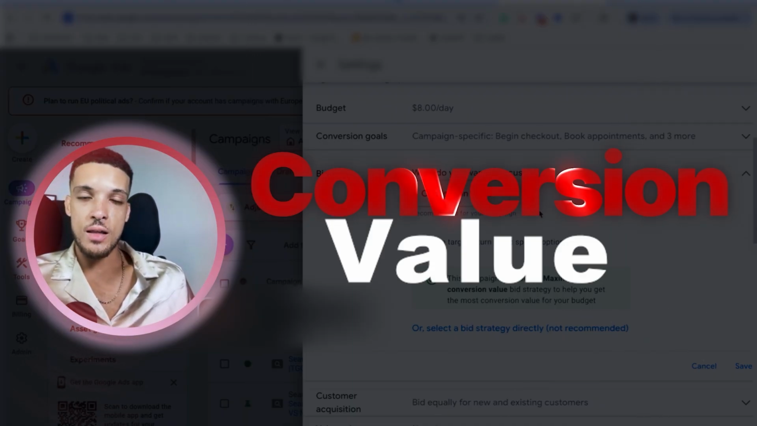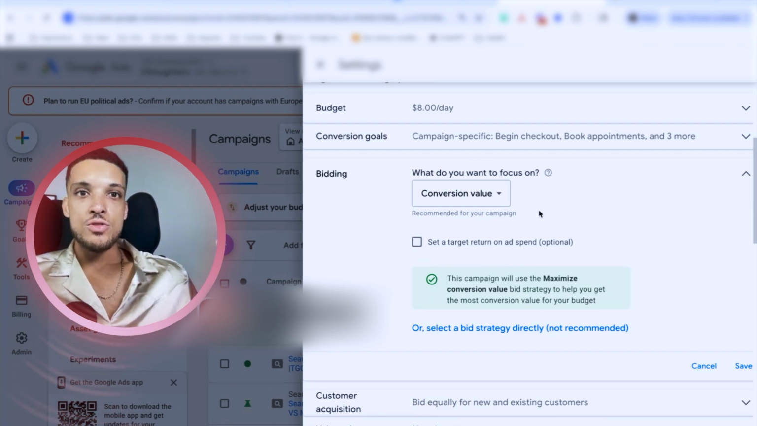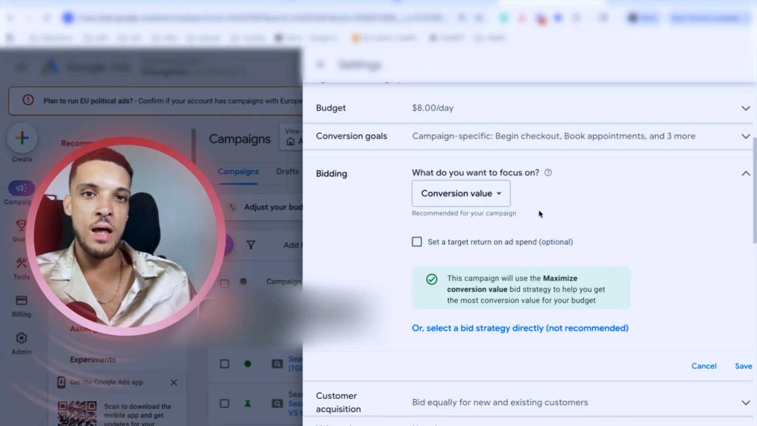Next, one of the best bidding strategies in general is going to be conversion value, or maximize conversion value. So what you're essentially telling Google in this case is, I have a $100 a day budget. Just get me as much revenue as possible given this budget. And this is really good for e-commerce stores that essentially don't have that much conversion volume, or a ROAS target that is under 150% ROAS.